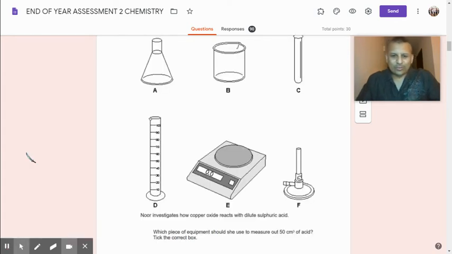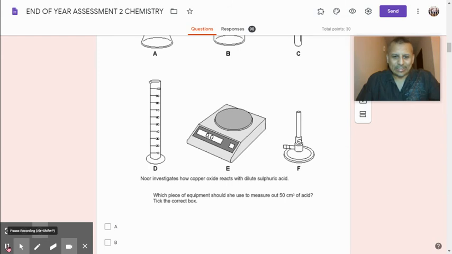Second question: my students always know they can expect some question about apparatus. I love to throw an apparatus question at them. This was Noor investigating how copper oxide reacts with dilute sulfuric acid. She needs to measure out 50 centimeters cubed of acid. It's this piece of apparatus that is vital for that, and that is a measuring cylinder. So the correct response was D.